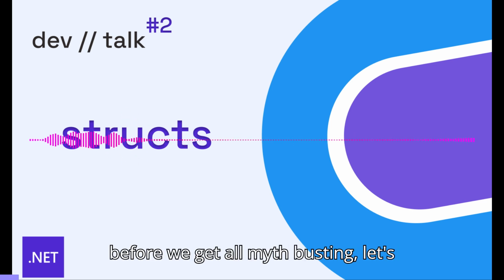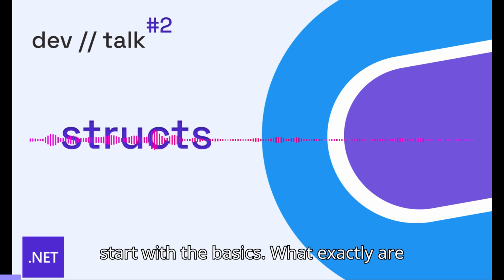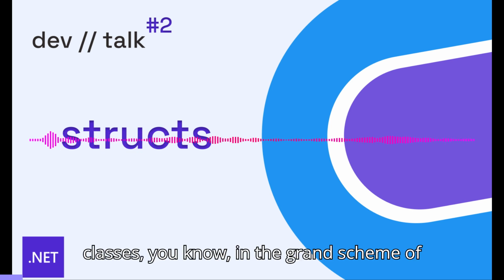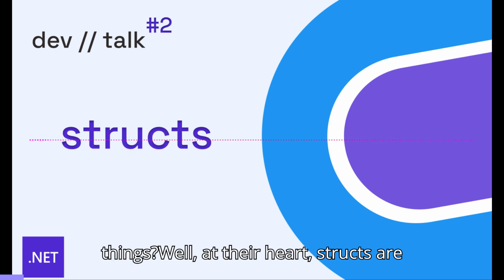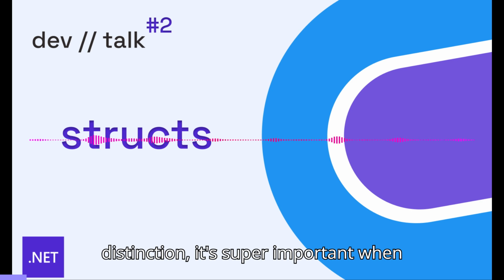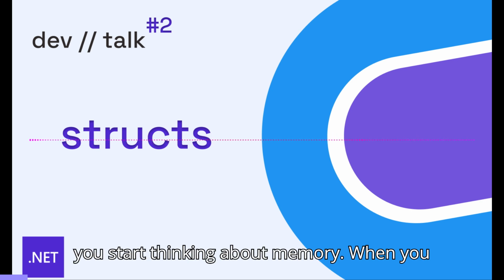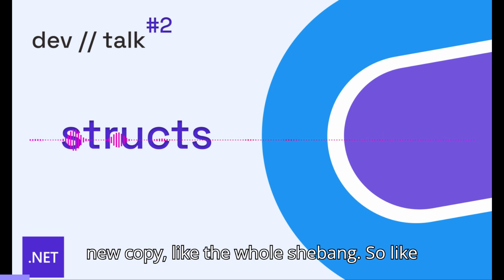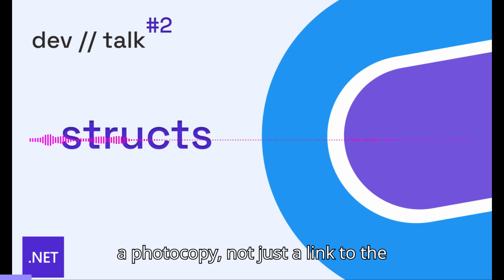Definitely. But before we get all myth busting, let's start with the basics. What exactly are structs? I mean, I know they hold data and all, but how are they different from classes in the grand scheme of things? Well, at their heart, structs are what we call value types. And this little distinction is super important when you start thinking about memory. When you create a struct and then assign it to a new variable, you're making an entirely new copy. Like the whole shebang. So like a photocopy, not just a link to the original.